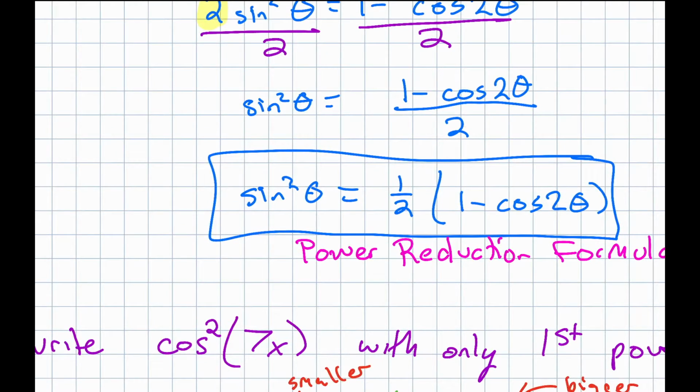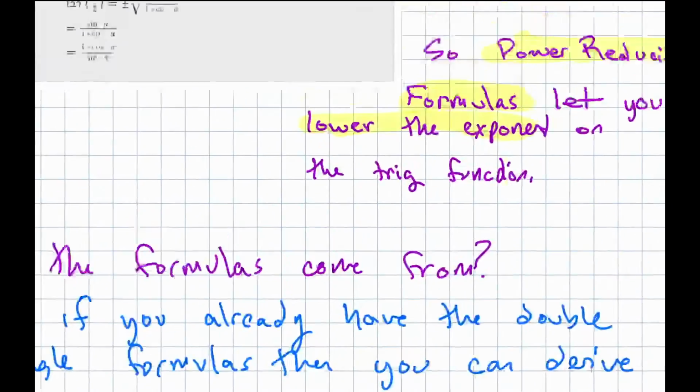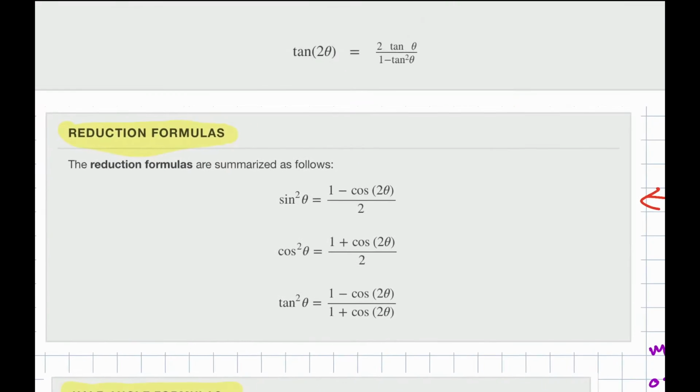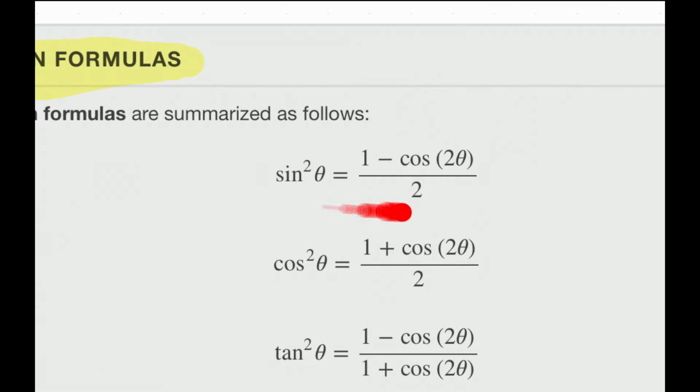You can write it that way, or you can write it this way, and you just use whichever form you want. And that is the power reducing formula. So if you look up your power reduction formulas for sine squared, it will be this or this. Right, there it is. So you can do the exact same thing to get a formula for cosine squared.